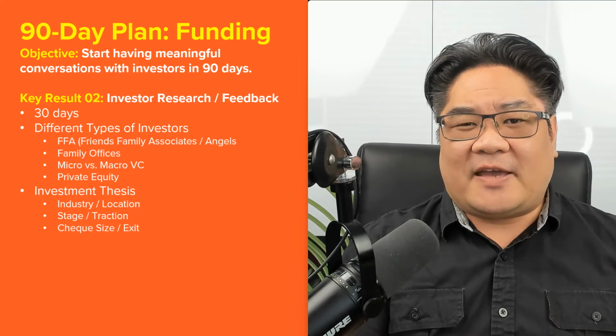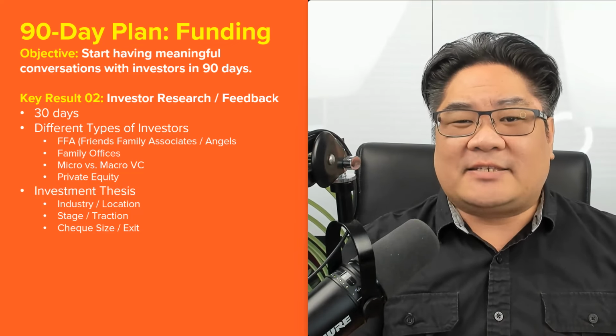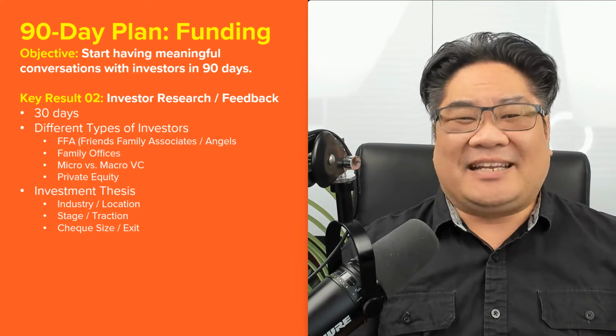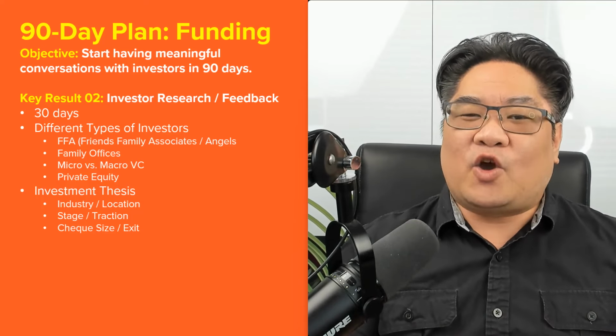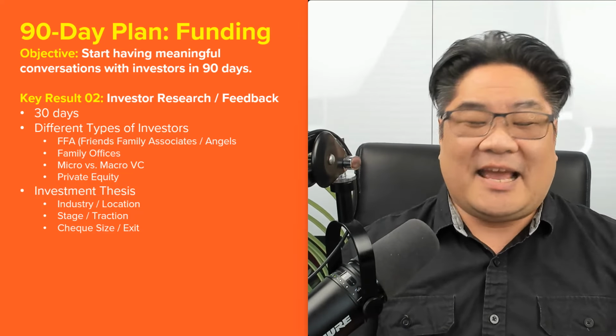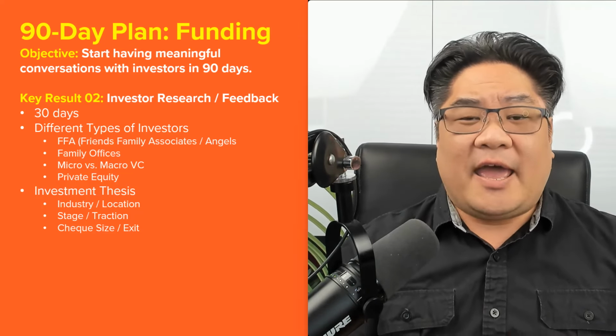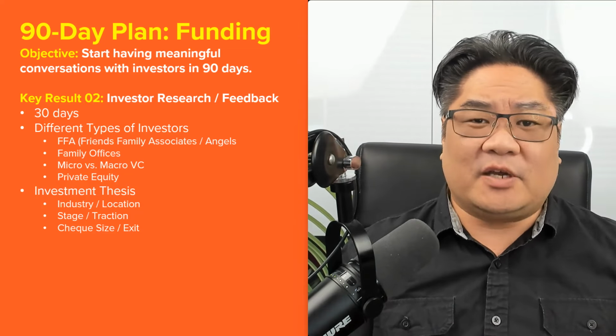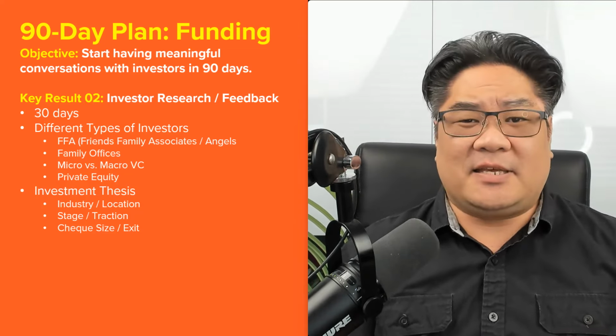For example, some investors may say, we only want to invest in companies in biotech that have done at least $1 million in revenue and can go public for $1 billion. That could be something that they're looking for, and they're going to write you a check for $2 to $5 million. That's a potential investment thesis that you'll encounter.